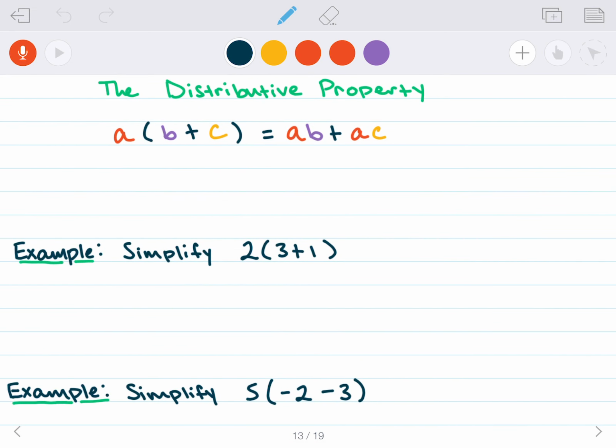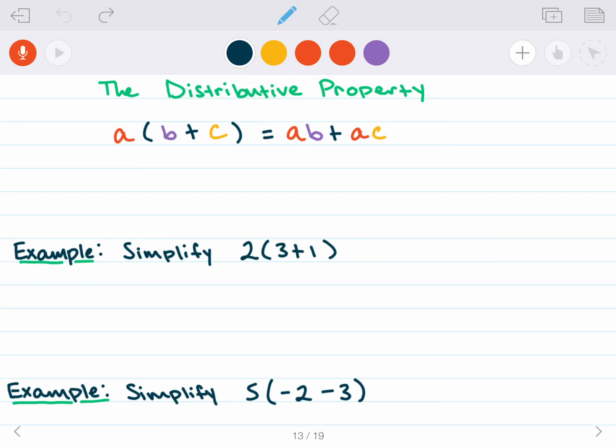Okay. The next thing we're going to talk about is something called the distributive property. The distributive property allows us to multiply something on the outside of a set of parentheses by each thing on the inside. So if we have a and then parentheses with no sign in between, that means multiplication. Students get confused with this. If you don't have a sign between the a and the parentheses, then it's multiplication. Then you use the distributive property.